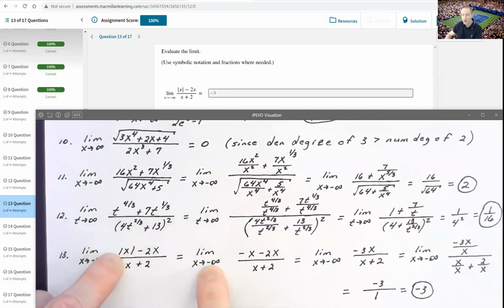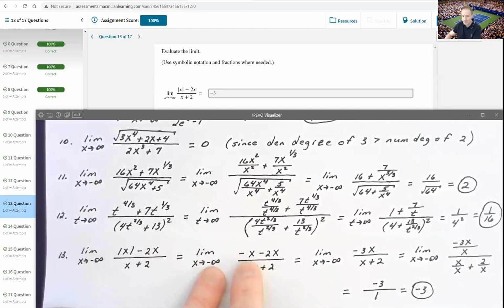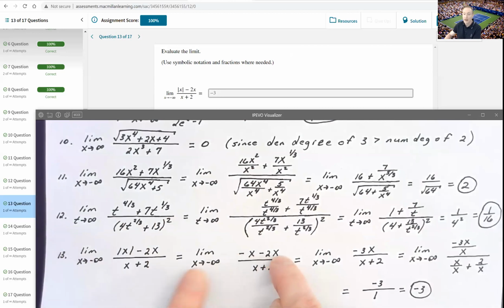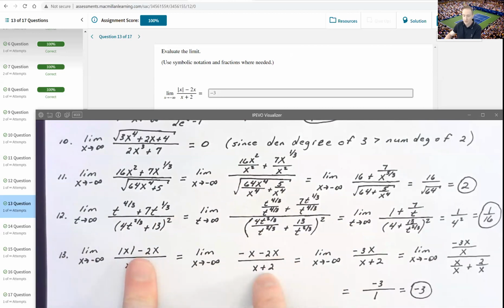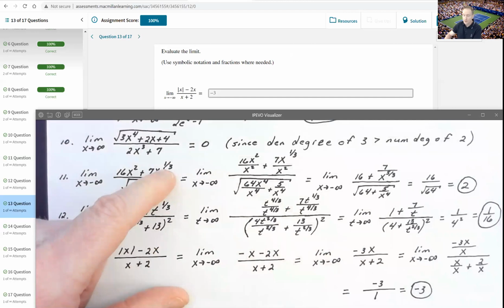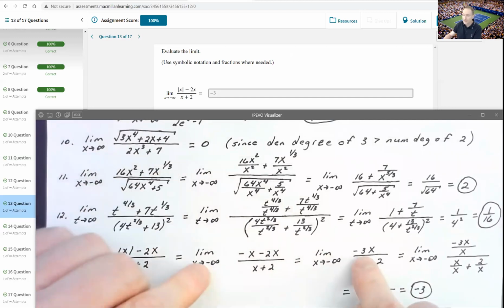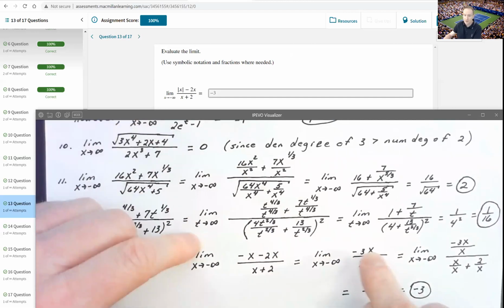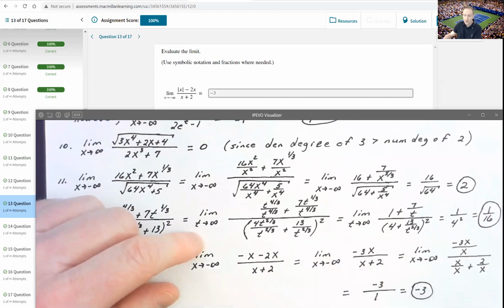So I go over and I simplify and I say, well, my numerator, as x approaches negative infinity, that numerator is the same thing as negative x minus 2x. Now, I've left the denominator alone. I can say, well, then my numerator is negative 3x over x plus 2. I can see that the degree of the numerator and denominator is the same. I could already look at this and just say, John, your answer is going to be negative 3 over 1, or just negative 3, done.